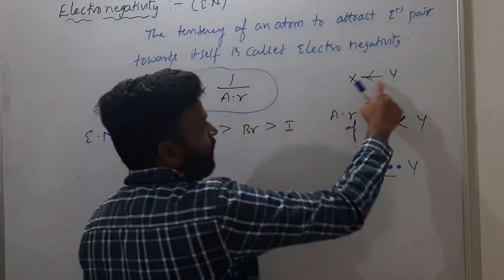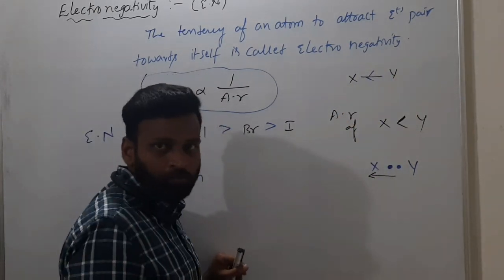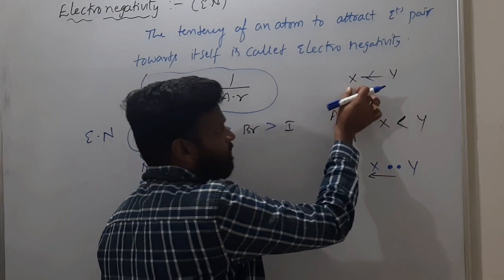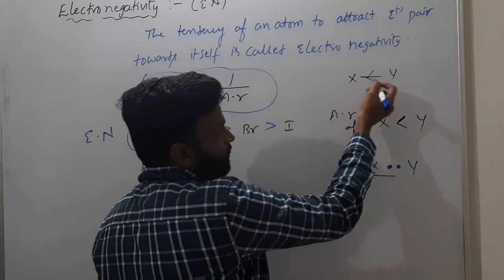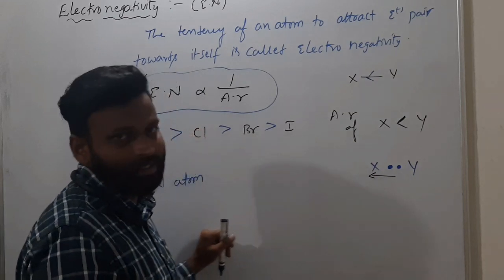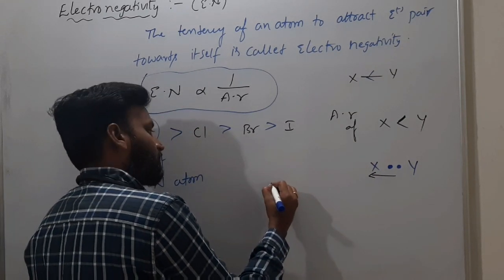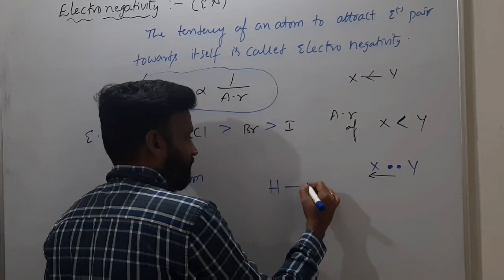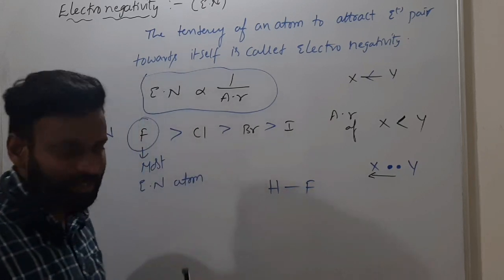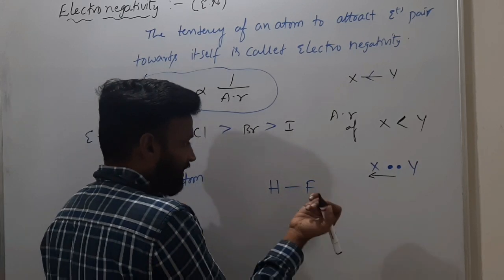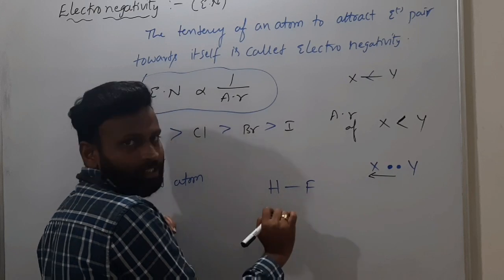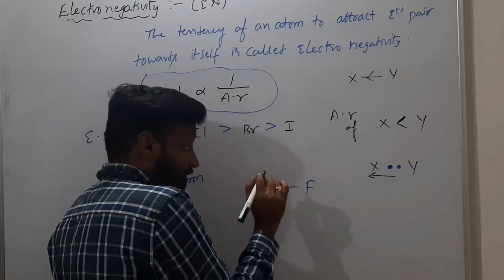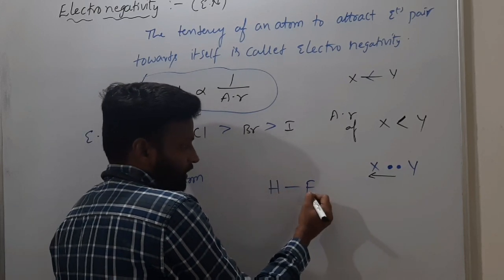So there is a bond between X and Y, and X is more electronegative, so the bonded electron is moving towards X. Next, take H and F. Fluorine is the most electronegative, I said. Hydrogen, even though small, has one electron, so it can easily lose it. So electronegativity is more for fluorine.